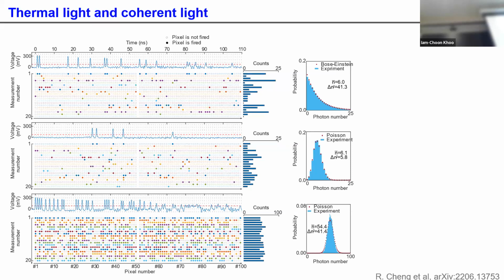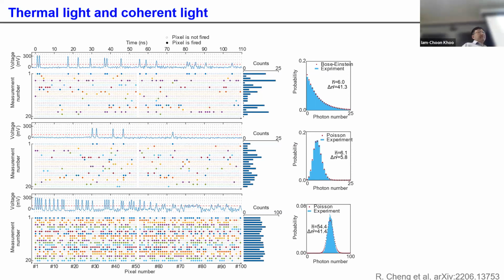You can also increase the number of photons in your mode. For example, at an average of 54 photons, it becomes less fluctuating, and the distribution of photon number very closely matches the Poisson distribution. The reason it is not a perfect match at the tail is because I only have 100 elements in this detector. If I increase to about 1,000 elements, which we could do, we would be able to detect more than 100 photons.